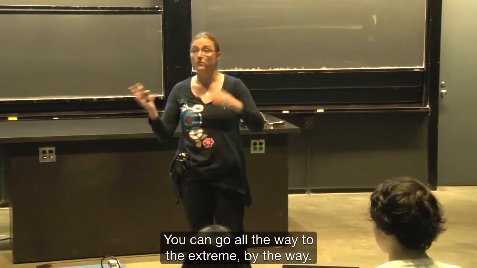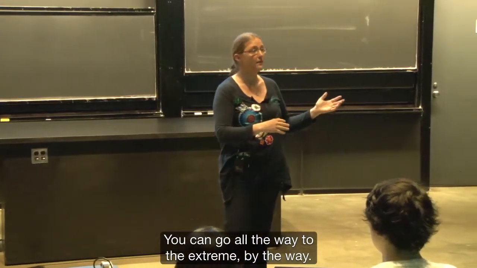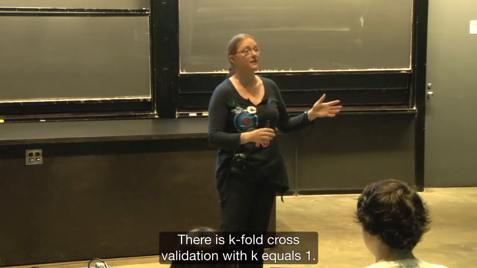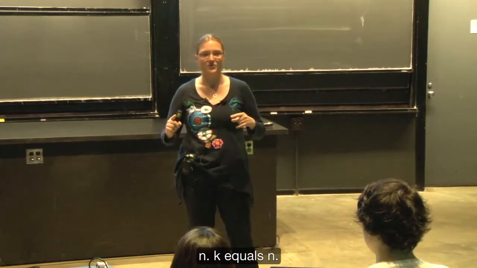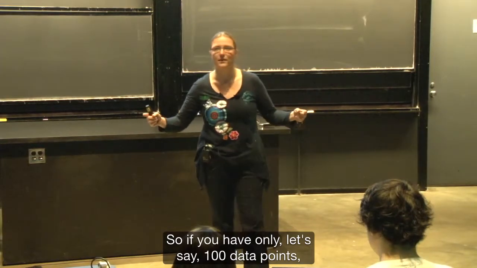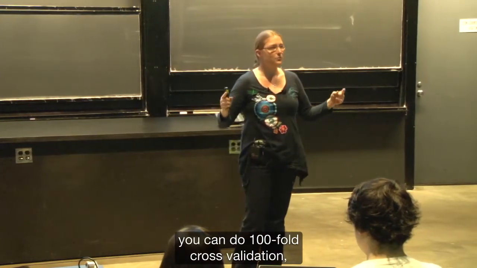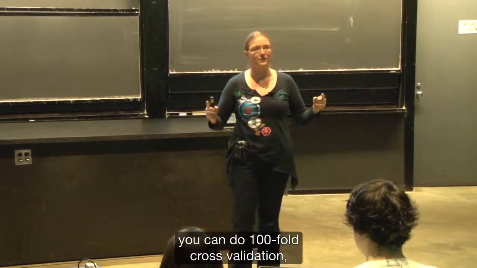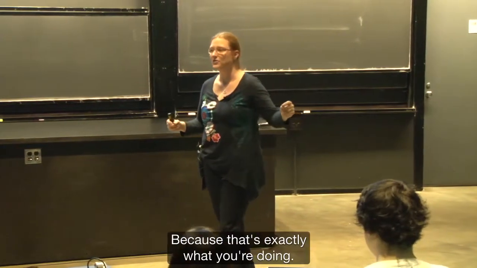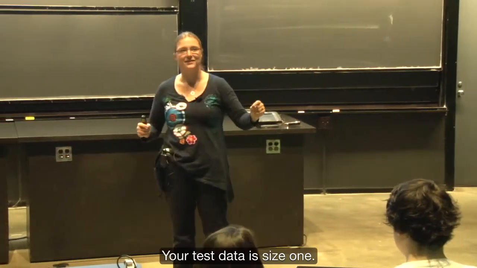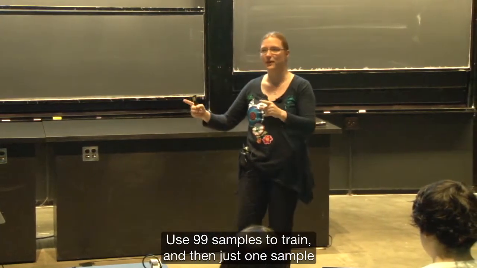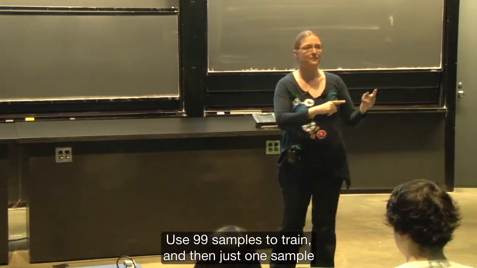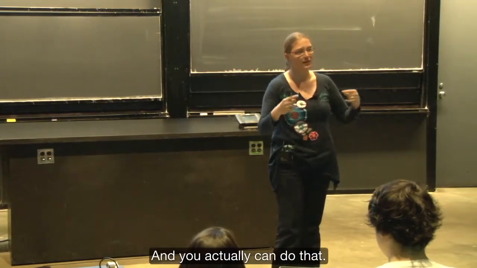Here's just about how it's hard in cross-validation to choose folds. You can go all the way to the extreme, by the way. There is k-fold cross-validation with k equals n. So if you have only, let's say, 100 data points, you can do 100-fold cross-validation, which is called leave one out, because that's exactly what you're doing. Your test data is size 1. You use 99 samples to train, and then just one sample to predict. And you actually can do that.